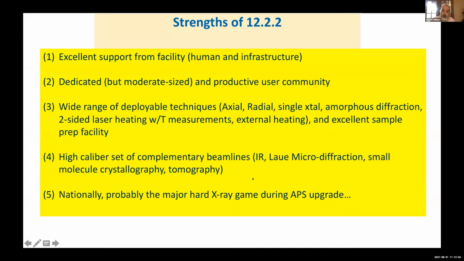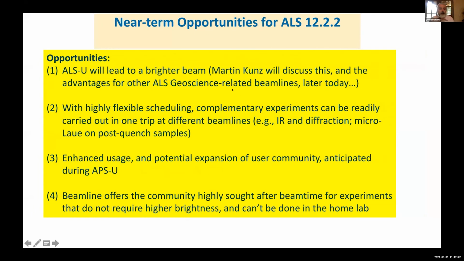Nationally within the United States, we're probably the major hard X-ray game for diamond anvil cell work during the APS upgrade. Our near-term opportunities are that the ALS upgrade, which, as I mentioned, will follow the APS upgrade, will start when that's completed. It will lead to a brighter beam for our facility, and Martin Kunz will discuss that in detail late this afternoon, as well as the advantages for other ALS geoscience-related beamlines.